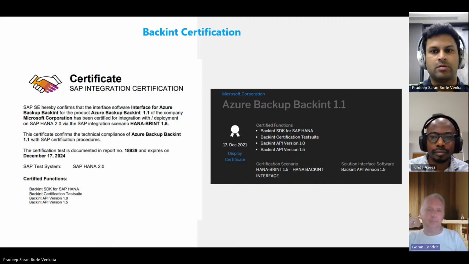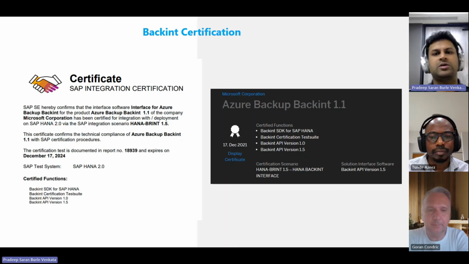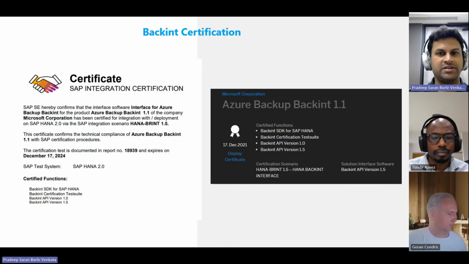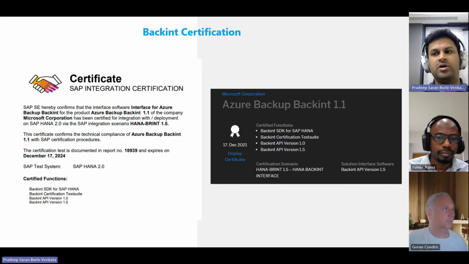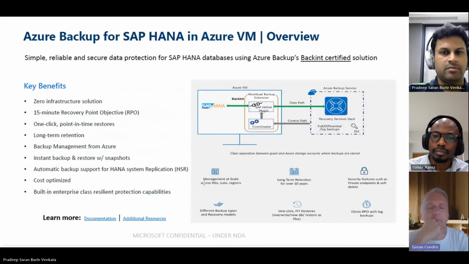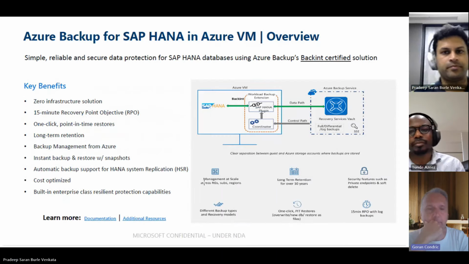So probably I'll also talk through some of the interesting things that we are doing for HANA Backup. Ours is a Backint certified solution, so we have a certification with SAP. Which means we stream the backup directly to Recovery Services Vault. There are additional capabilities in terms of performance, which are added advantages that we get with Backint certification. And the majority of customers prefer using the Backint way to back up their HANA database. And this is a certified solution from SAP as well.